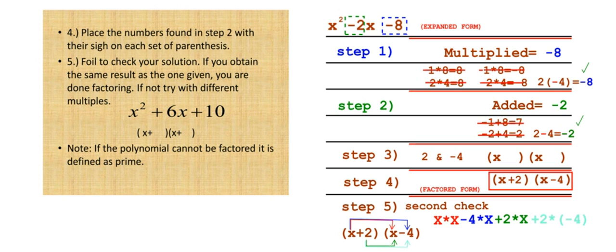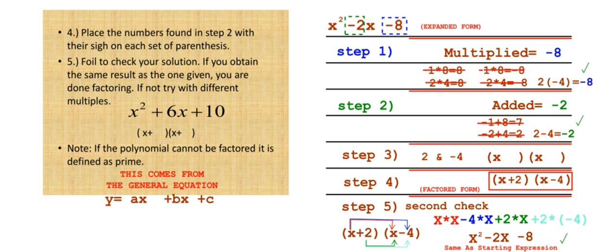2 times negative 4. And simplifying, x times x gives us x squared. We want to combine the middle terms, so negative 4x plus 2x will give us negative 2x overall. And finally, 2 times negative 4 will give us negative 8. So this is the same as what we started with originally. Do notice that this comes from the general equation y equals ax squared plus bx plus c. Notice that our a value is 1.